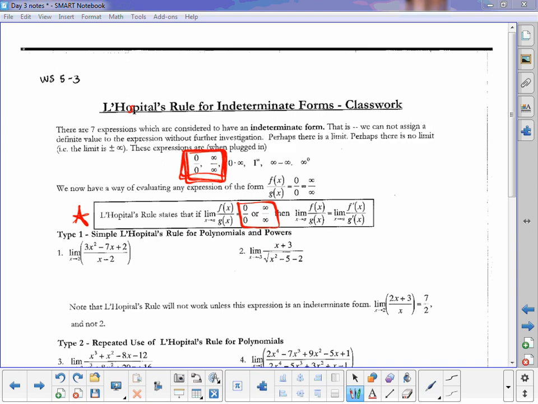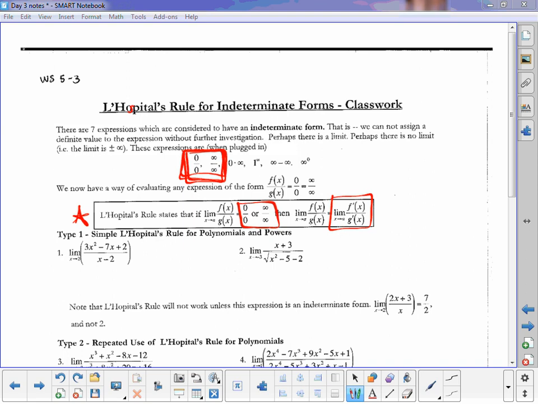Okay, now notice we're saying that the limits are equal, not that the functions themselves are equal. So f of x over g of x is not necessarily equal to its derivative over its derivative. But the limits are equal. The value that it's approaching is equal. Just pretty interesting.